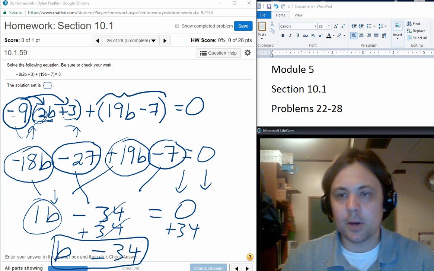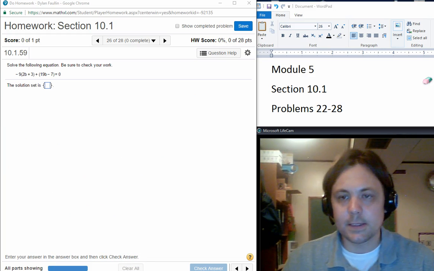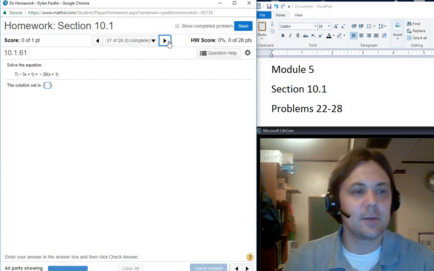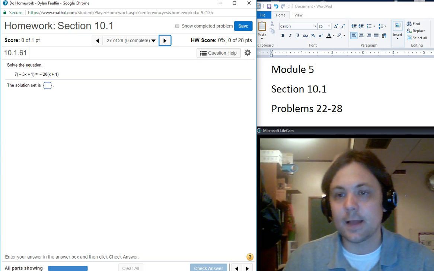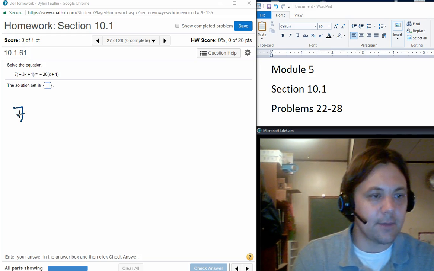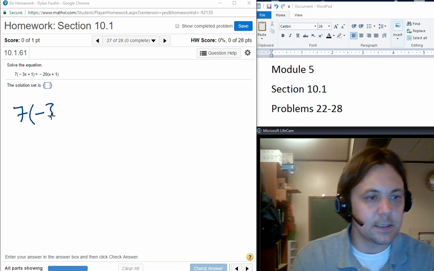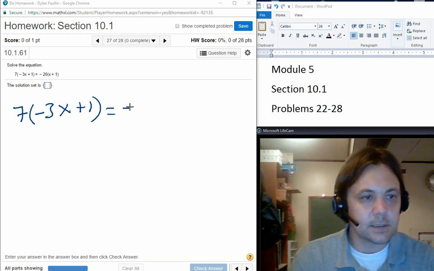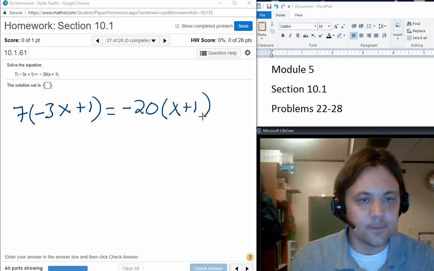All right, 2 more problems to go. So let's take a look at number 27. If we're lucky, we won't see any more fractions. Let's see what happens here. Okay, no fractions in this one. That's good. All right, so number 27, we have 7 times, parentheses, -3x plus 1, equals -20 times, parentheses, x plus 1.